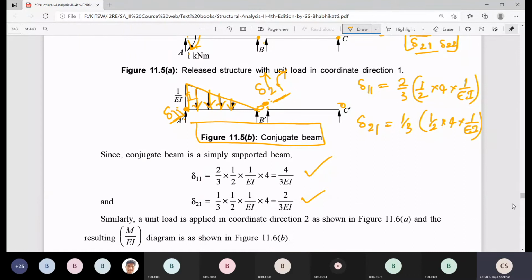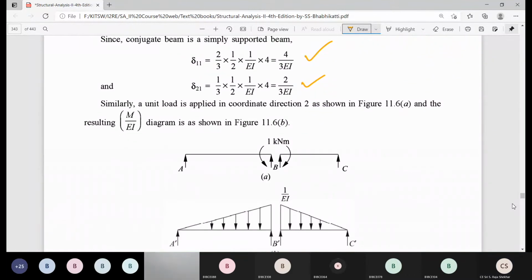Next, for the calculation of delta 2 2 and delta 1 2, what it means is, if you apply unit force at coordinate direction 2, the displacement at coordinate direction 2 will be delta 2 2. Displacement at coordinate direction 1 will be delta 1 2.